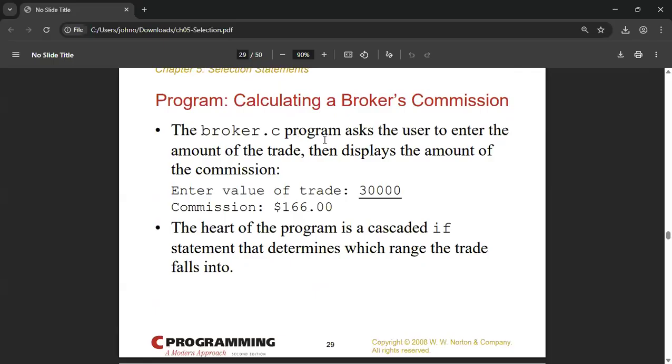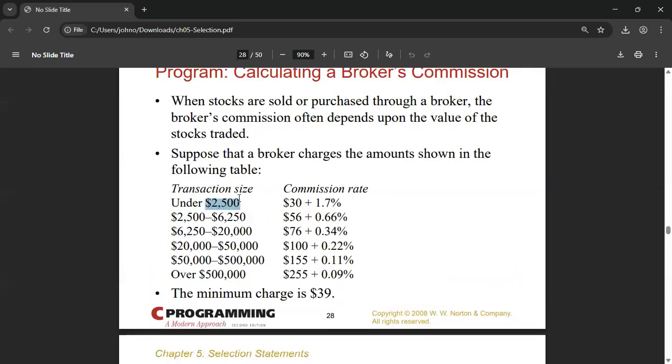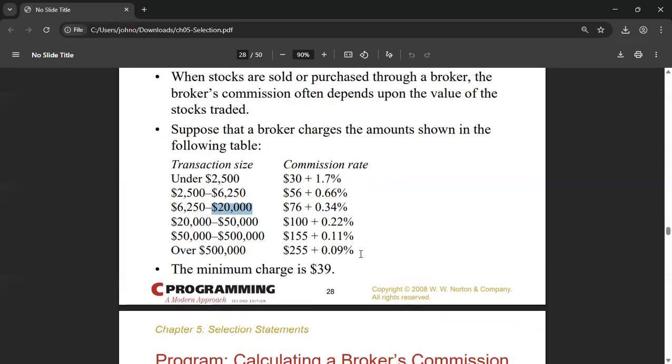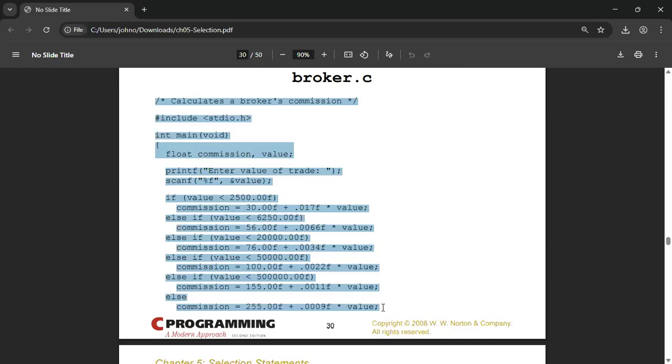The stockbroker.c program asks the user to enter the amount they want to trade, and it shows the commission. The heart of the program is a lot of if and else statements, because here we will say if the value is less than 2,500, then do something. Else, if it is less than 6,250, we then do something. So we have a lot of if and else. All right, so here is the code. Let's start by copying it.